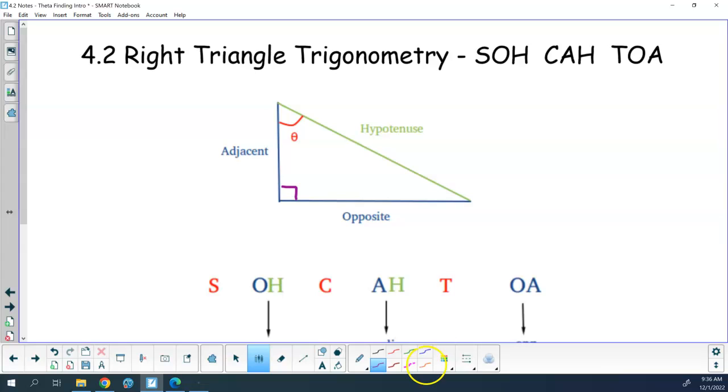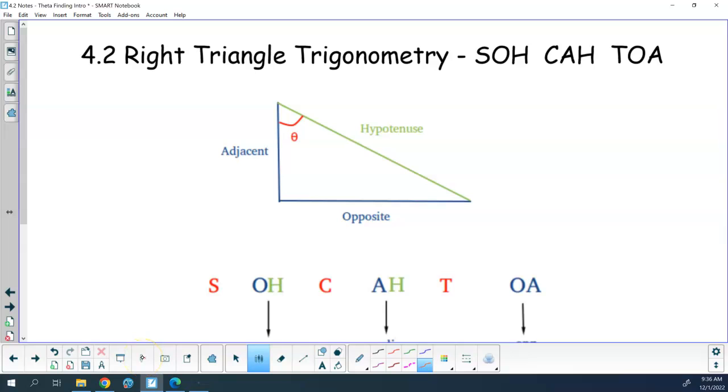If I switch and put beta instead of theta, then this becomes the opposite side, and this becomes the adjacent side. If I switch my angle, my opposite and my adjacent sides also switch.